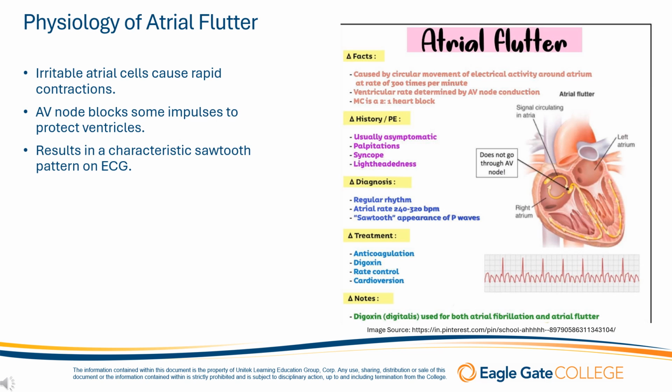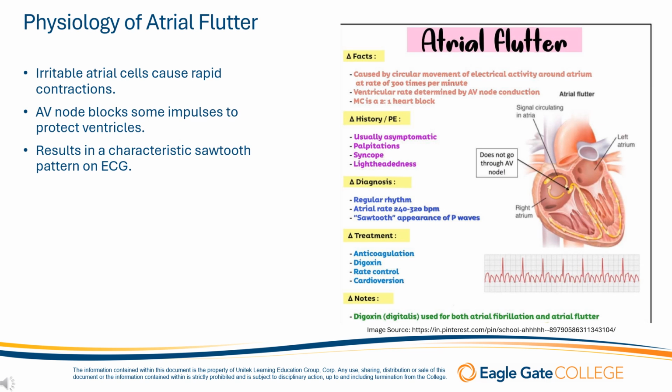The AV node usually allows a controlled number of impulses to pass through, resulting in a ventricular rate that is a fraction of the atrial rate, commonly seen as 2-to-1, 3-to-1, or 4-to-1 conduction ratios. This selective conduction helps to maintain more stable ventricular function, even when the atrial rate is extremely high.